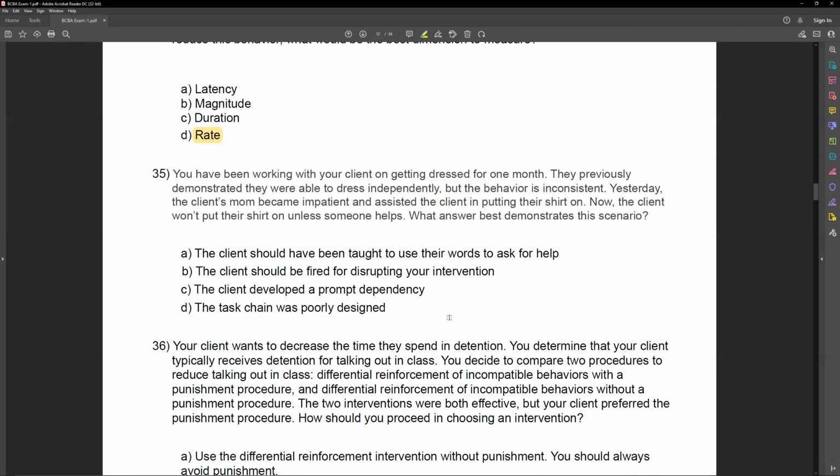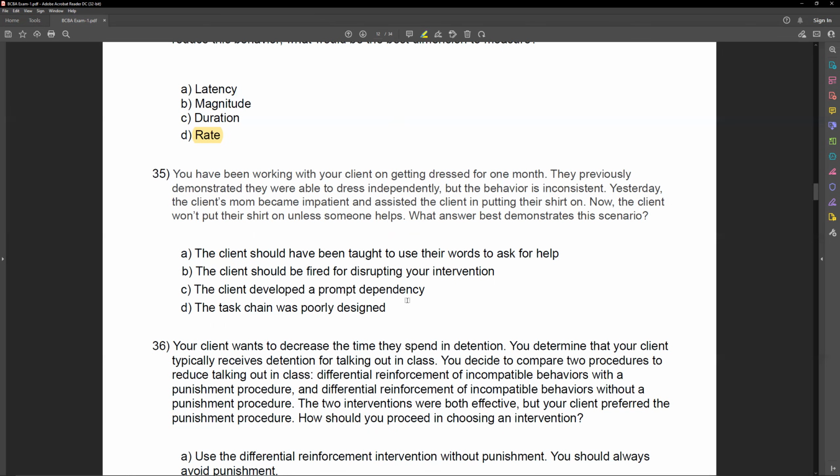Let's see if we can find the answer choice we're looking for. A, the client should have been taught to use their words to ask for help. Well, we don't know anything about the client's communication skills. Okay, we do know they could dress independently. Therefore, asking for help to dress isn't really the best option here because we know they can do it. Okay, so A is out.